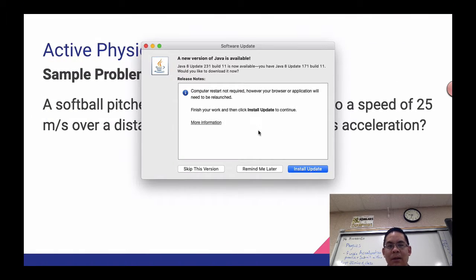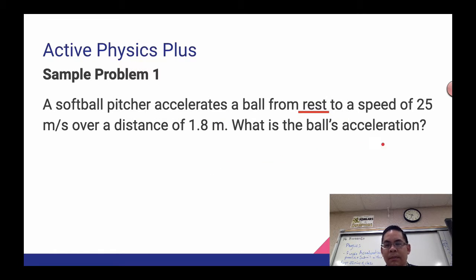We have a speed of... all right, so we have rest, initial velocity from rest, and then we have a speed of 25 meters per second. That's also important. Over a distance of 1.8 meters. What is the ball's acceleration?